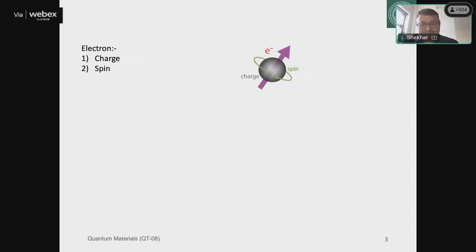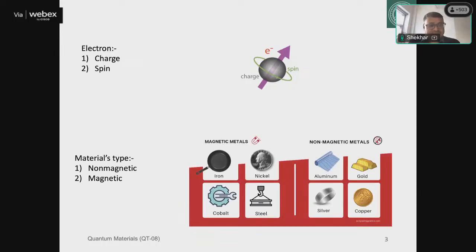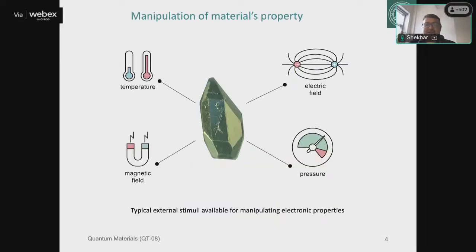So this is the basis of the Hall effect, charge and spin, and if we include the material type, we have magnetic and non-magnetic. Magnetic ones we know are nickel, cobalt, something like that, and aluminum, gold, silver look like non-magnetic materials. So we have two quantities from the charge and two types of material that exist in nature.